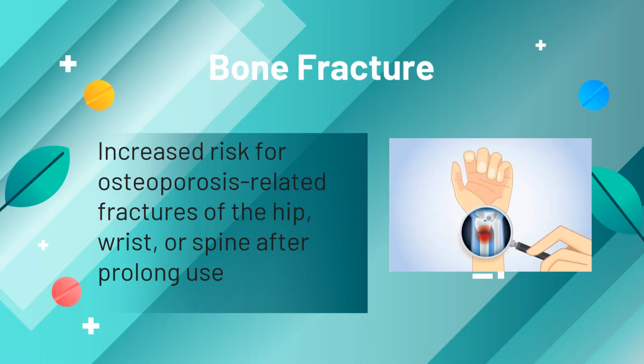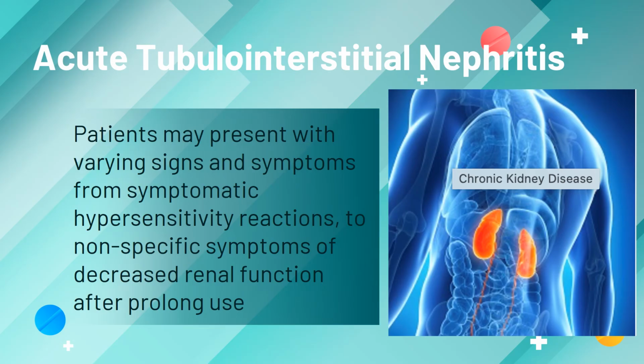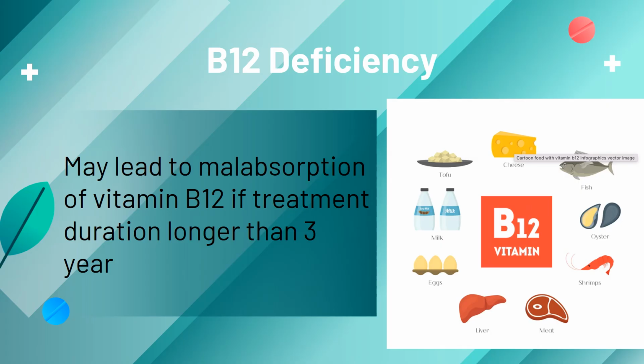Bone fracture is another adverse event that can occur when taking this medication for a prolonged period of time. The most common sites for fractures when taking this medication are the hip, wrist, and spine. The patient may also experience decreased renal function after prolonged use of this medication due to acute tubulointerstitial nephritis. When taking this medication for longer than 3 years, the patient may develop malabsorption of vitamin B12.